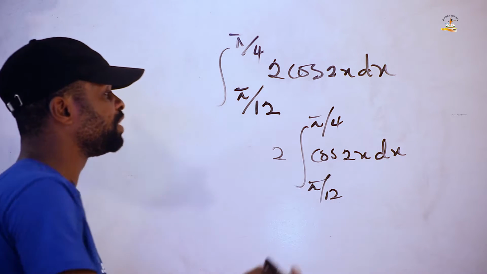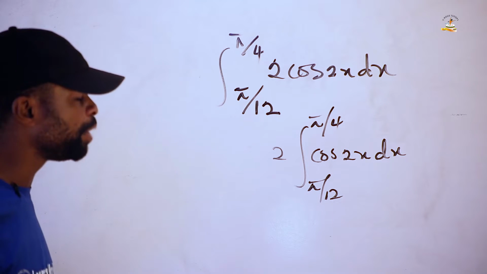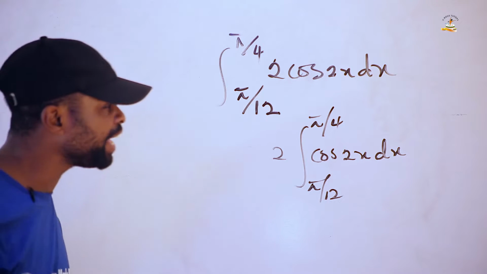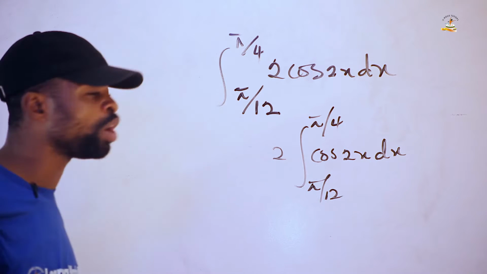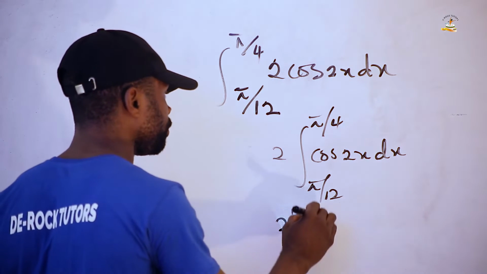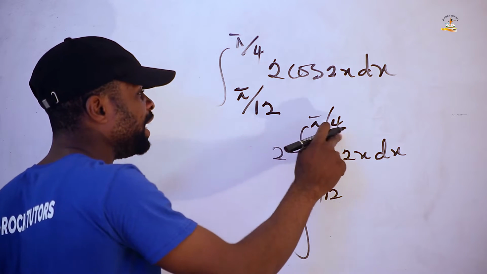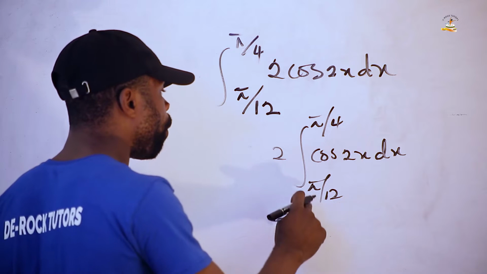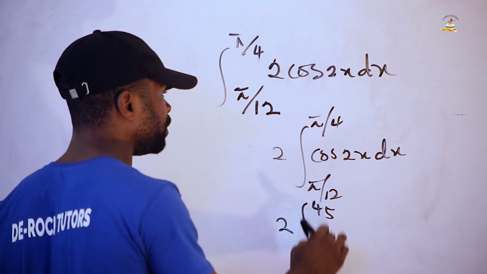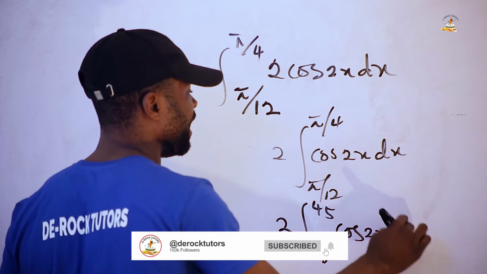In the context of this evaluation, our pi is not 3.142 or 22 over 7. Pi in this context is 180. So we have this one as 2 times the integral from 180 over 12, which is 15, to 180 over 4, which is 45, of cos 2x dx.